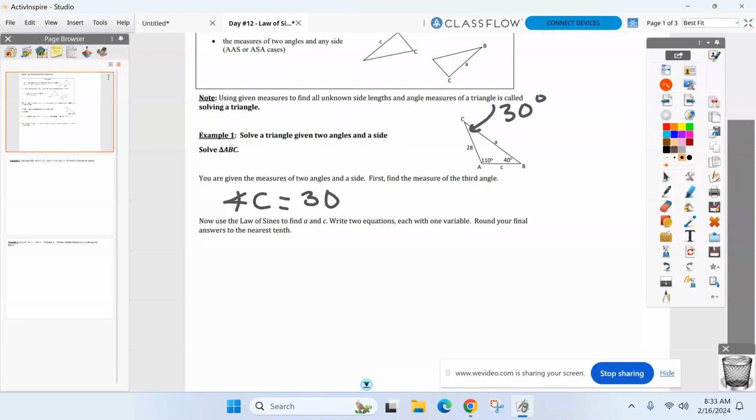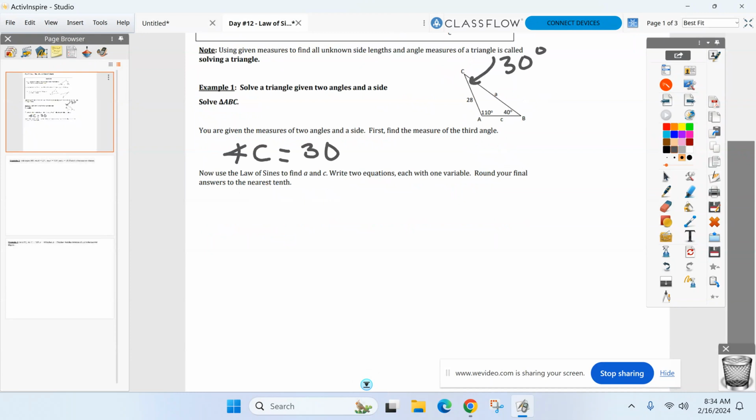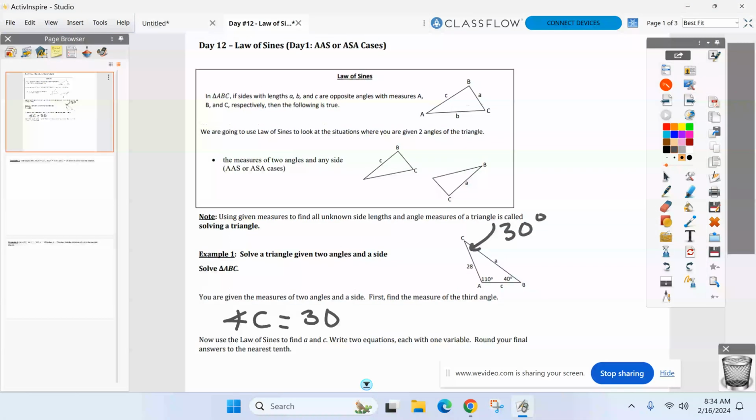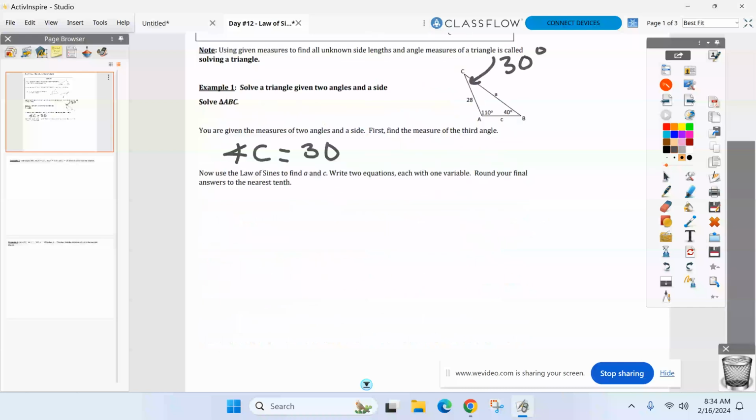SOH-CAH-TOA, 30-60, sine, cosine, tangent. We can't use anything we've used so far in the first 11 days of this unit. It's not a right triangle. So what do I do now? I'm going to introduce to you a technique today that can be used on any type of triangle, including a right triangle, to find a side or an angle. It's called the law of sines. This can be used to find a side or an angle in any type of triangle, including a right triangle.